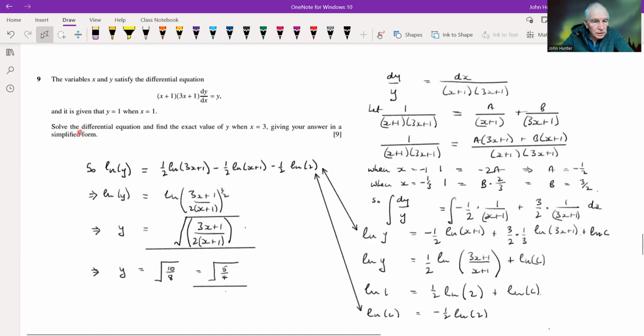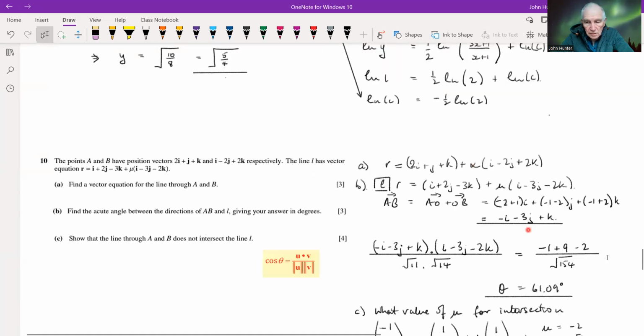Anyway, it goes on to say, find the exact value of y when x equals 3. So we can easily plug 3 in there, and it works out to the square root of 5/4 or root 5/2, whichever way we like. Right, super. That was not that easy.